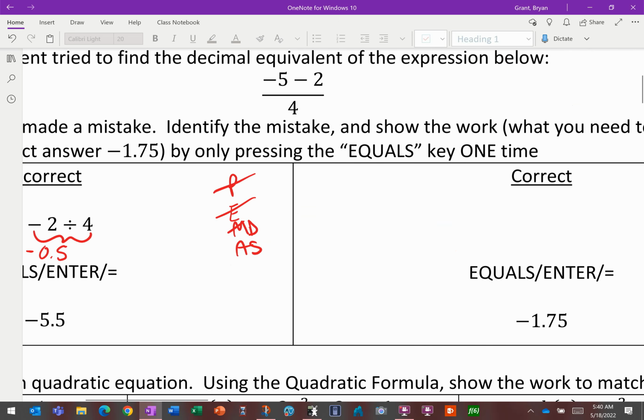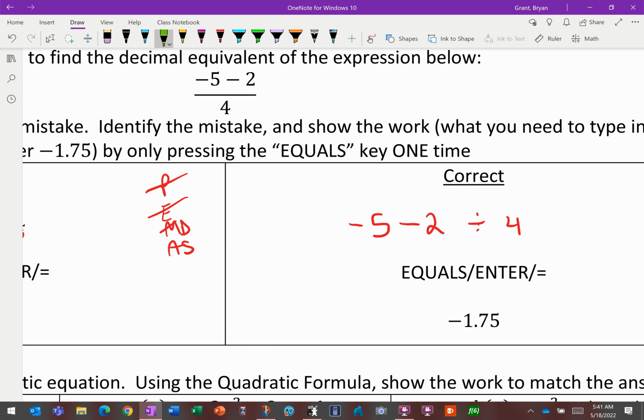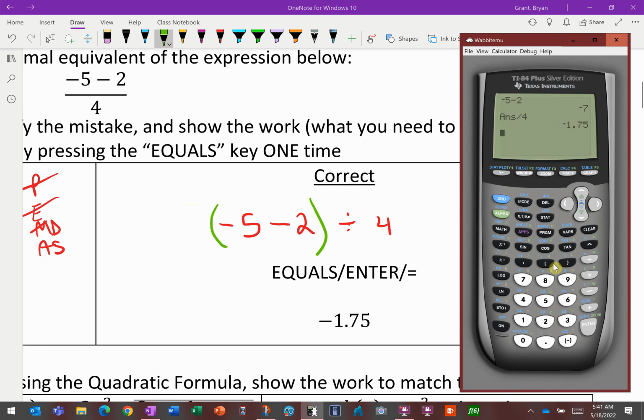So how do we force the calculator to do that correctly? I'll help you out. Negative 5 minus 2 divided by 4. We're going to type the same buttons, but more. And hopefully you're thinking, well, to force the calculator to do negative 5 minus 2 first, we just need to group that in parentheses. And you are correct. So negative 5 minus 2 divided by 4, we'll just do it in parentheses. Negative 5 minus 2, all of that divided by 4.